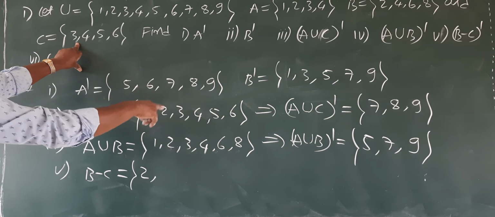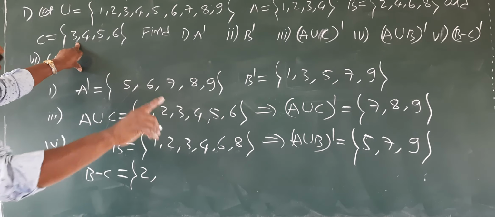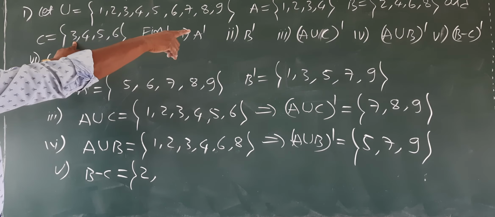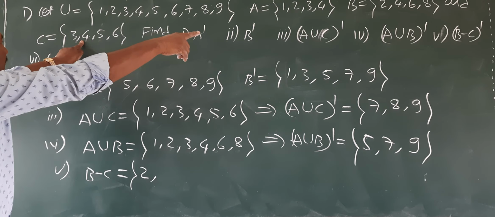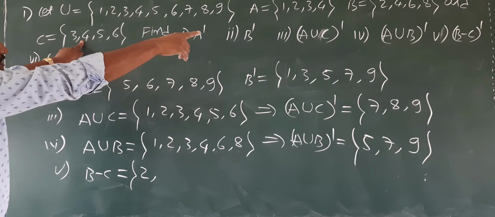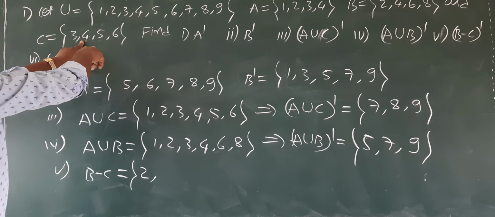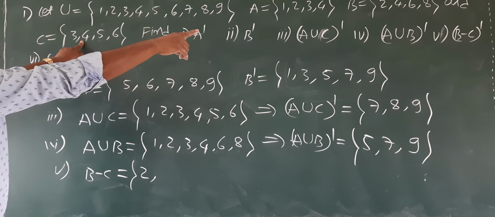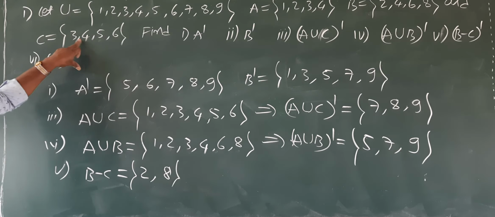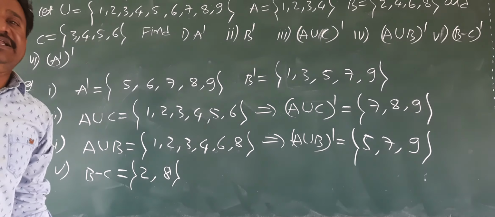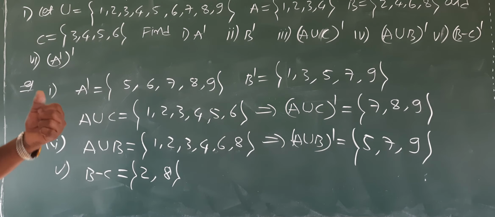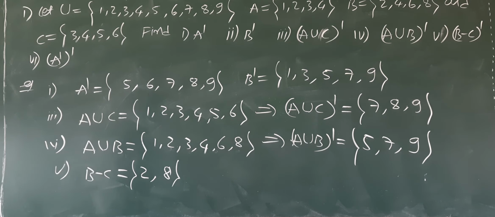So 2, B minus C. Elements of B which are not in C. 2 is in B, not in C. 4 is in B as well as in C, don't write it. 6 is in B as well as in C, don't write it. 8 is in B, not in C. Don't think reversely. If you think reversely, you will be totally confused.